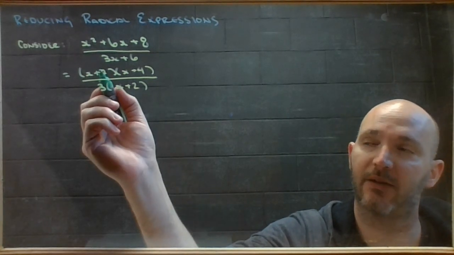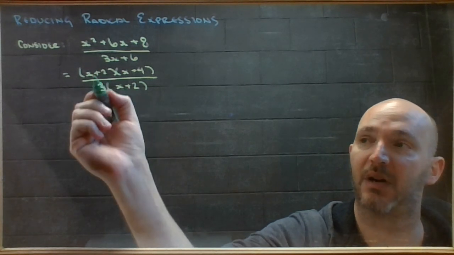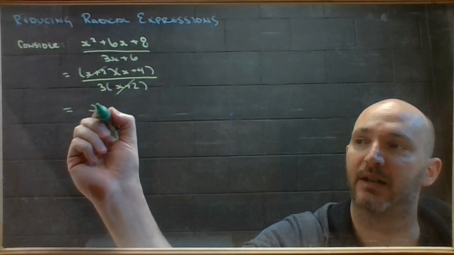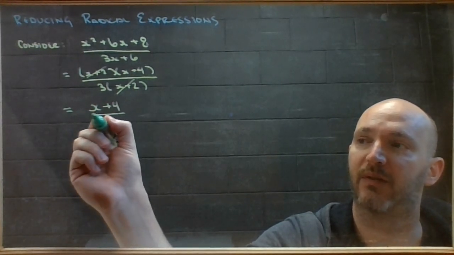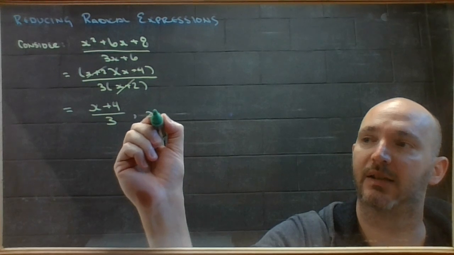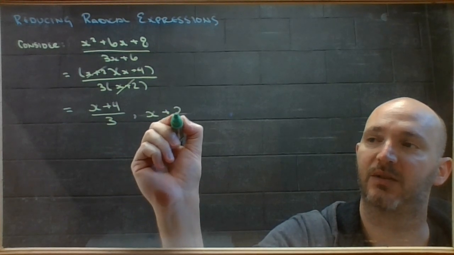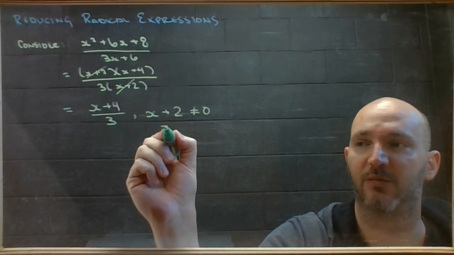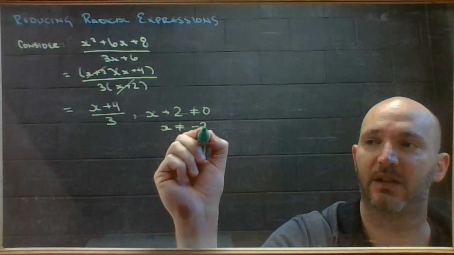And I see I have a factor on top and a factor on bottom that are going to divide each other out. So I end up with x plus 4 divided by 3, as long as x plus 2 is not 0, which means x cannot be negative 2.